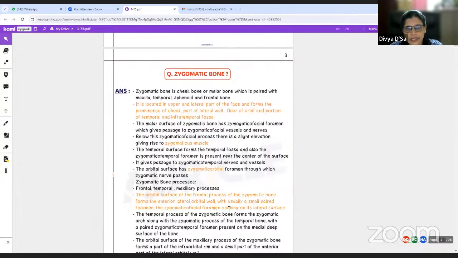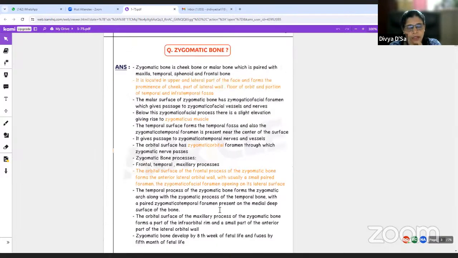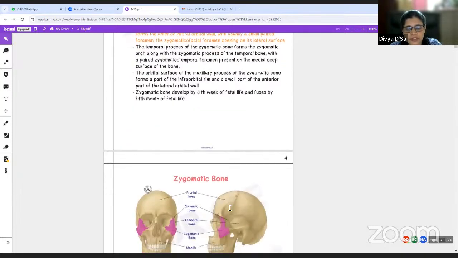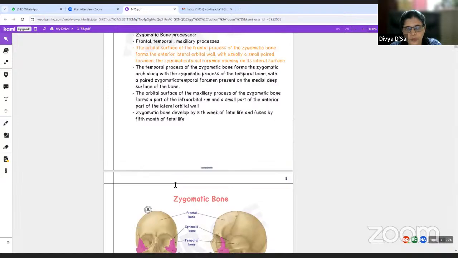Then we have the zygomatic bone. Zygomatic is this bone. The zygomatic bone is the cheekbone, we say, or it is also called the malar bone. This is a paired bone. Along with the facial skeleton, if you see, the maxilla here we have 2, the nasal bones are 2, and this is also 2. So this is the zygomatic bone.